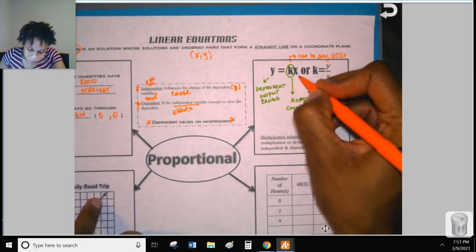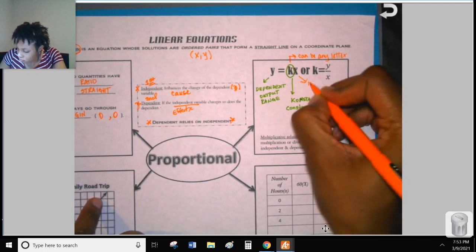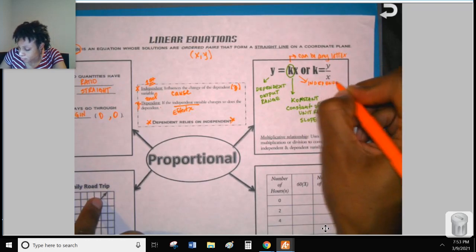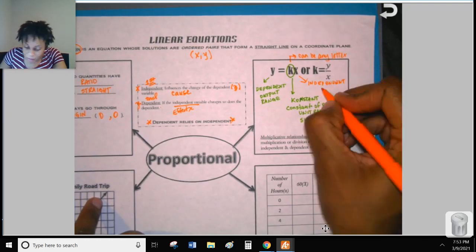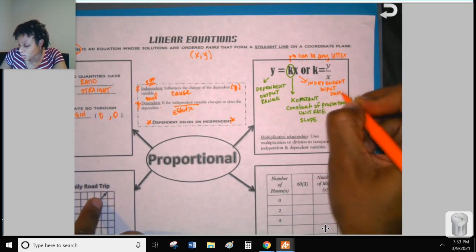Our X. X is our independent. It's the one that can stand alone, okay? It is our input, and it is also called our domain as we get older.